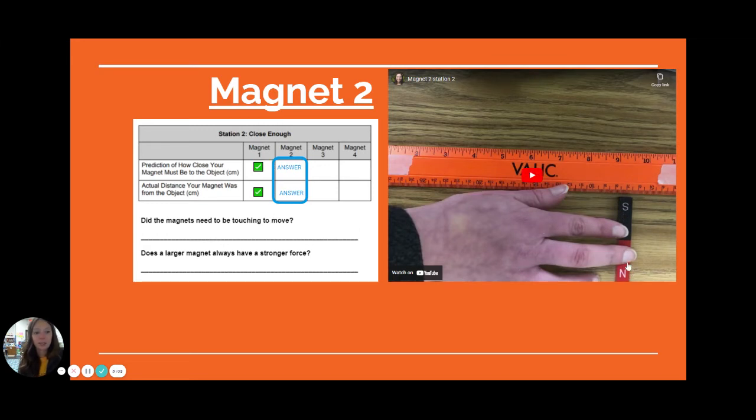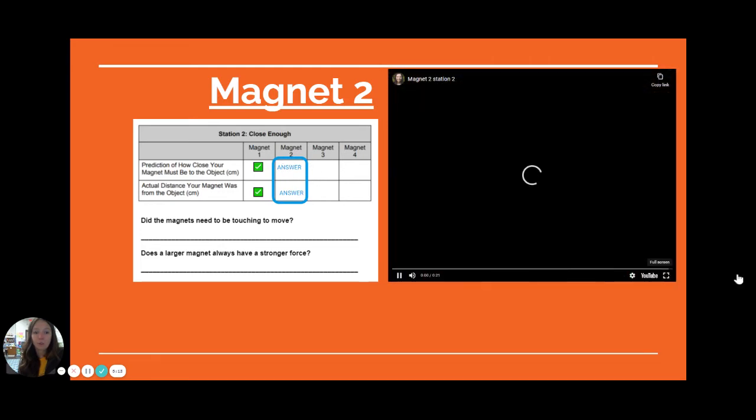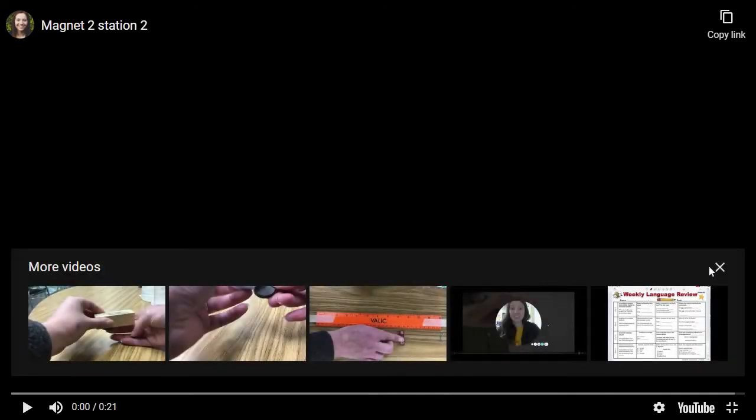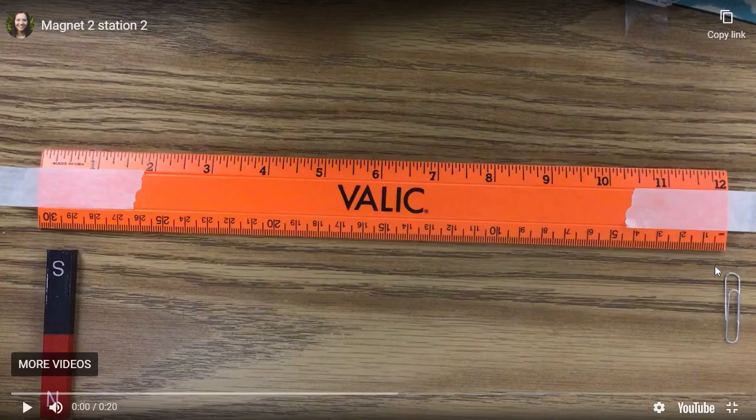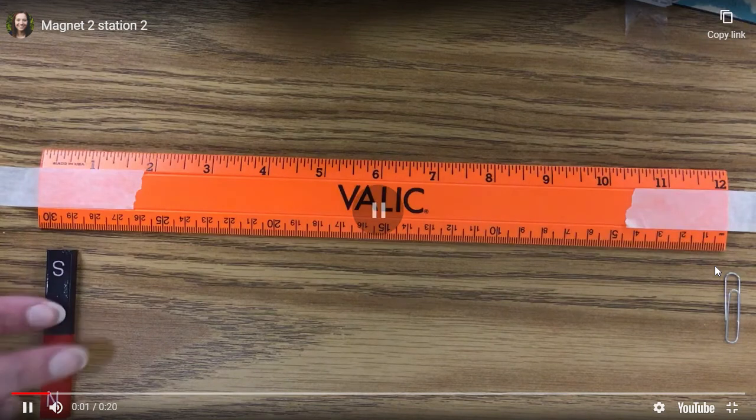Magnet 2 looks like the one in this video picture right here. So please right now make your prediction. How close do you think magnet 2 will get before the paperclip moves it? How close do you think magnet 2 will get? Put your number and then centimeters. All right, if you have it, it's time to continue. If you don't, please pause the video and finish it before you press play.